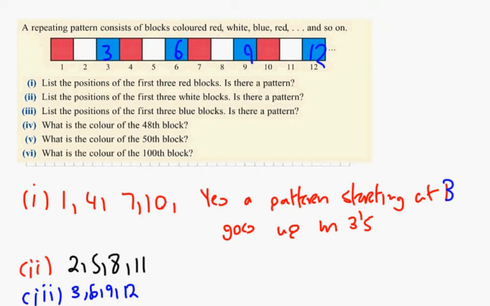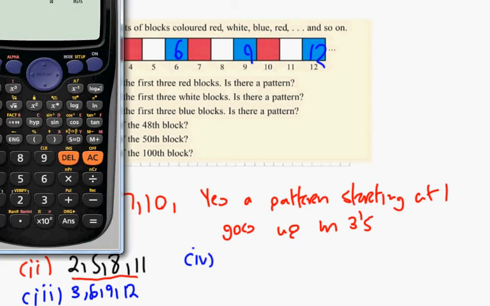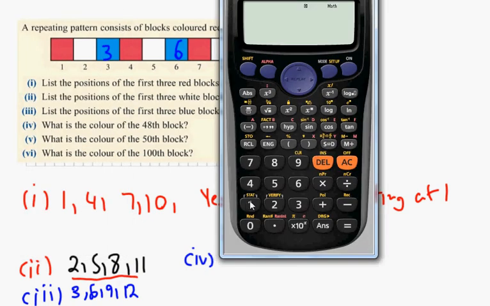Now that's done. What we're looking at next, guys, is part 4. What is the colour of the 48 block? My suggestion is you pick one of the colours. It doesn't matter which colour you pick, and you count up in 3s. So I'm going to pick the white ones, which is 2, 5, 8, and 11. All of these are white, so all I have to do is start off at 11.